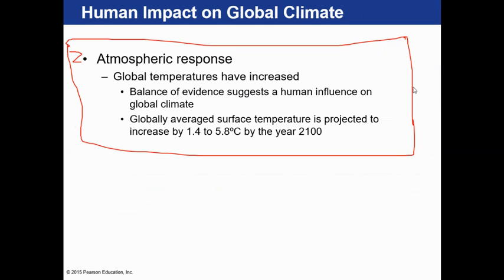I kind of just covered this. This is the response to that. Because of that extra CO2, Earth is warming, and we're going to continue to warm. It's predicted that we'll warm by 5 to 8 degrees Fahrenheit by the year 2100.